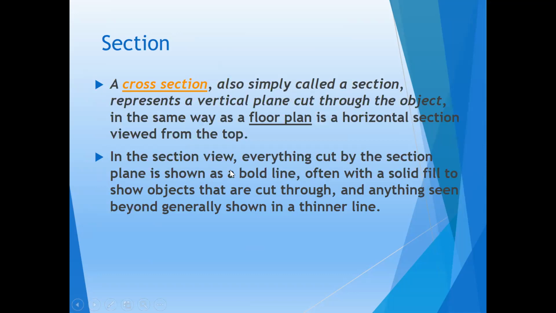Section. A cross section, also simply called a section, represents a vertical plane cut through the object, in the same way the floor plan is a horizontal section viewed from the top. In the section view, everything cut by the section plane is shown by a bold line, often with a solid fill to show objects that are cut through, and anything seen beyond is generally shown as a thinner line.